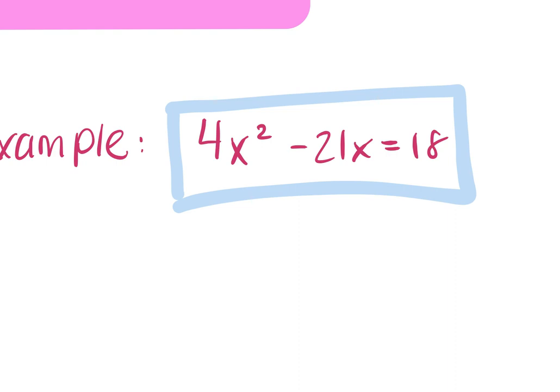Quick question. Why does this one look different? Marina? Because it's not equal to 0. It's not equal to 0. What is it equal to? 18. What do you think we do to have to make it equal to 0?